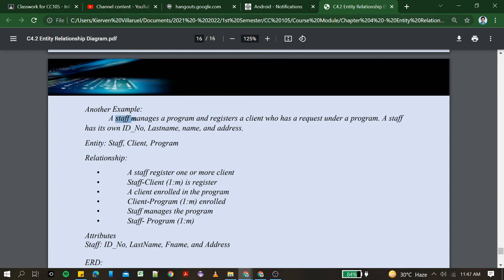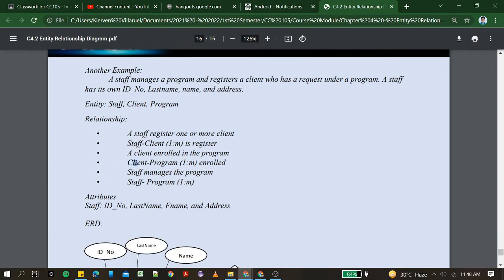Now we have the staff, a client, then the program. Yung staff, yung client, yung program. Sabi dito, a staff, ito yung kanyang mga attributes: own ID number, last name, and address. Okay? So, na-identify na natin yung entity. The next one should be the relationship. So, sabi dito, a staff registers one or more client. Yung relationship ng staff dun sa client: register. Higit sa isa pang client. So, that is one to many. A client can be enrolled in the program.